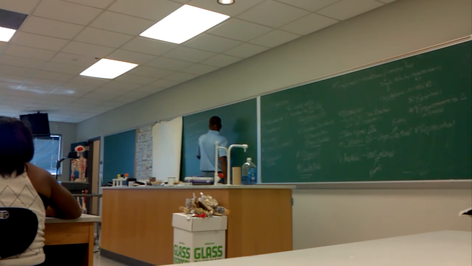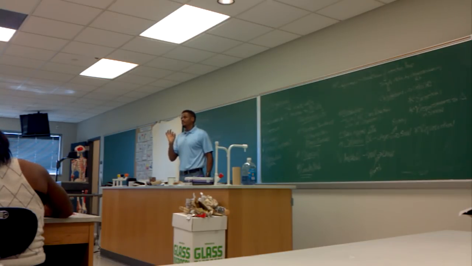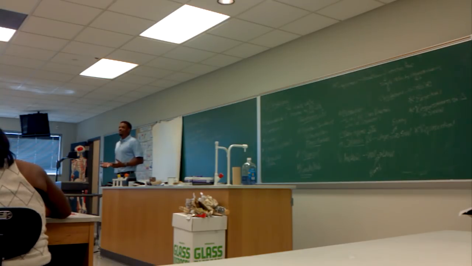So the anatomical position is the assumed position of the body when you're using your anatomical terminology to describe the physical relationship of one part of the body to another part of the body. Let's all stand up and let's try to assume the anatomical position.